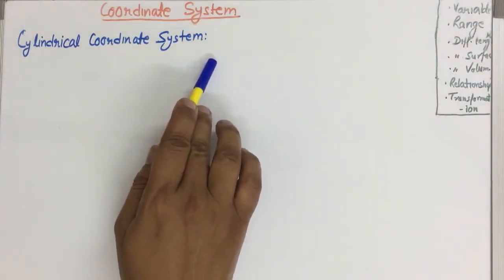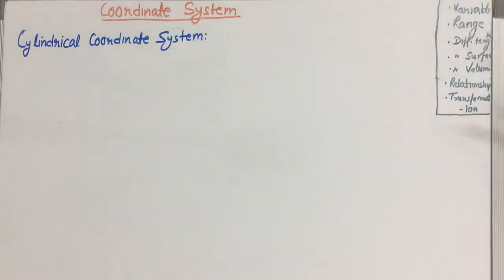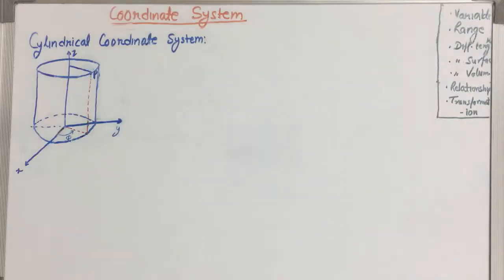In this cylindrical coordinate system, we will additionally add two points: the transformation from cylindrical to Cartesian coordinates, and the relationship between the cylindrical and Cartesian coordinate systems. Now let's discuss the cylindrical coordinate system.